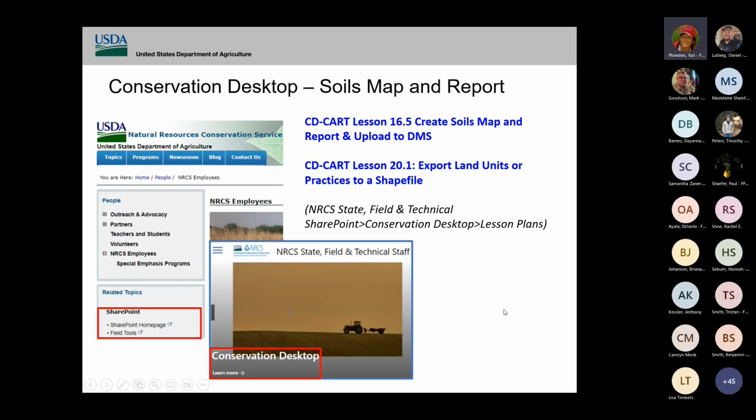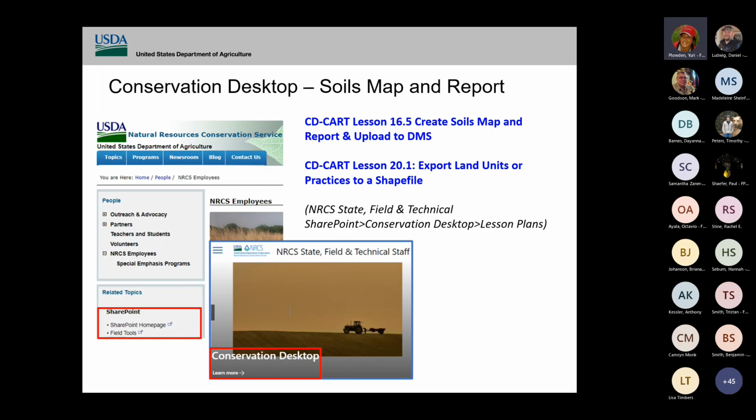Then, of course, another place that you are very familiar with is Conservation Desktop, and there's the Soils Map and Report. I've been seeing the messages from Marcy that creating the maps is not working very well in Desktop right now. But you can create your soils map in Desktop, it's less than 16.5. I think that is still correct.